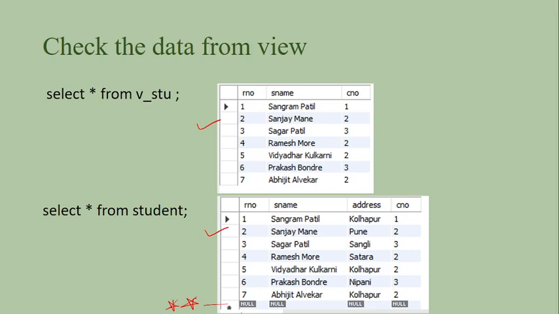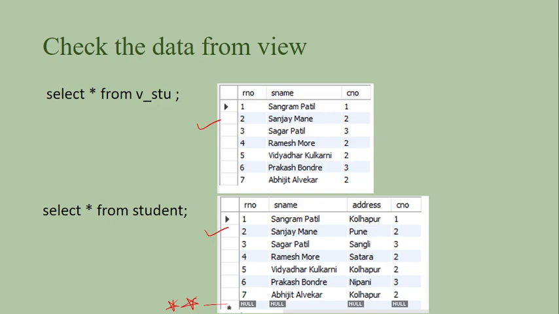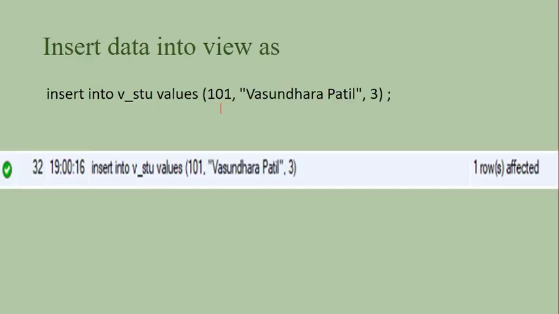Now, if I insert data into the view with a simple insert query, insert into v_stu values. Here in the view, we have only three columns: roll number, S name, and CNO. So while inserting, we have to insert only the roll number, S name, and the CNO. If you fire this query, it will give you one row affected, one row inserted.